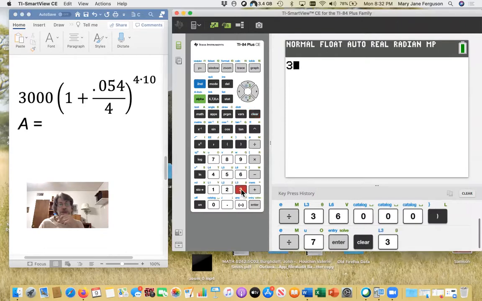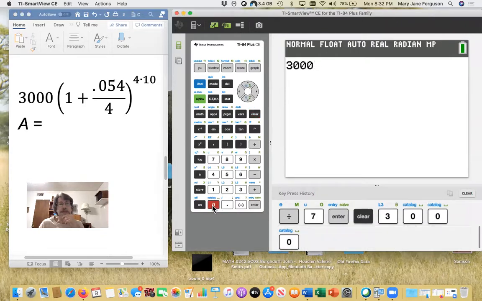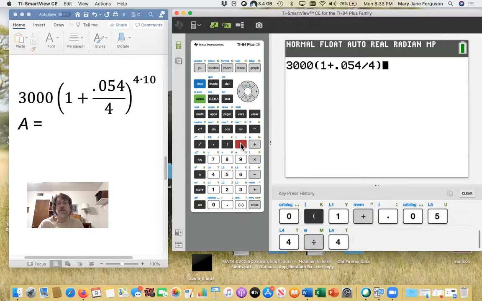So you enter the 3,000 like that. Then you have to open a parentheses and 1 plus 0.054 divided by 4, close the parentheses. To raise something to an exponent, you use this caret key here. It looks like a little hat. And the one thing that's not immediately obvious, if you have one of the older calculators, this will not look like it's up in an exponent. And in those cases especially, you have to make sure you include everything that's in the exponent in parentheses.